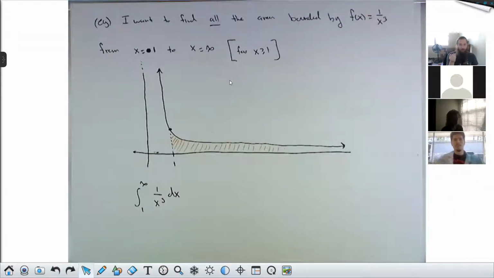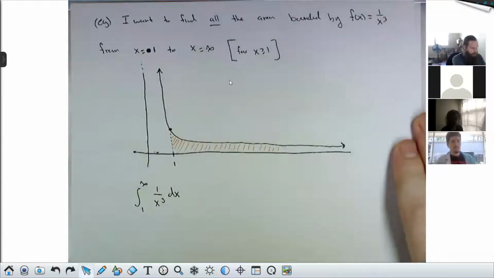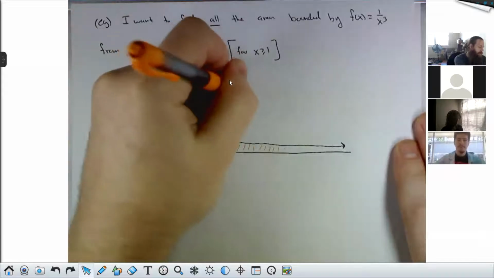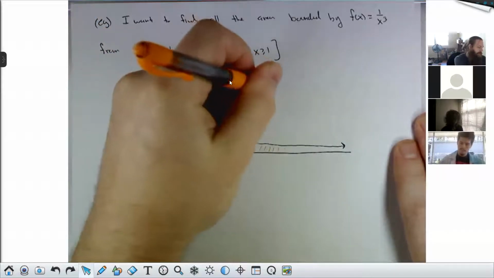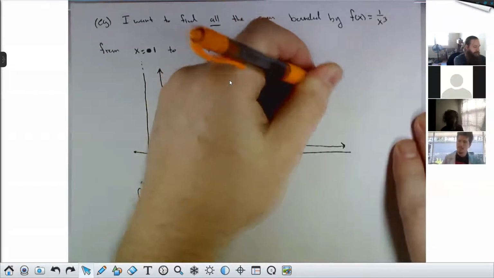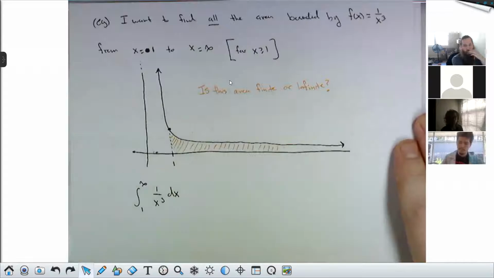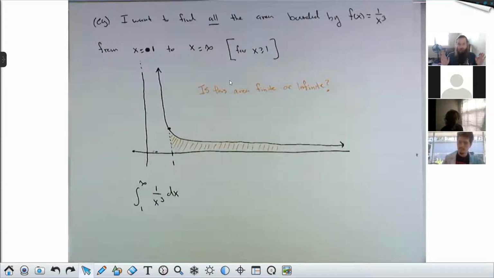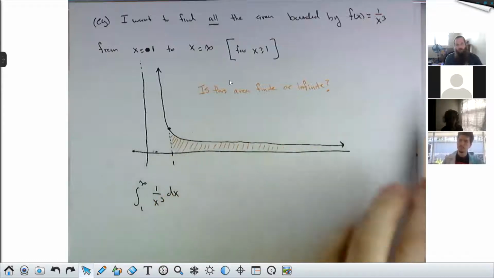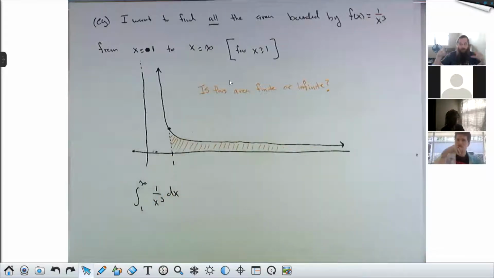Now there's a clear issue here. The clear question is: is this area finite or infinite? It goes on forever and ever out this way. So it could totally be infinite. That's a possibility. If the height always stayed 1, then this would clearly be infinite, because you'd have a rectangle whose height is 1 and whose width is infinity. But we know that 1 over x cubed actually sits down on the x-axis. It sits down on the x-axis pretty hard.